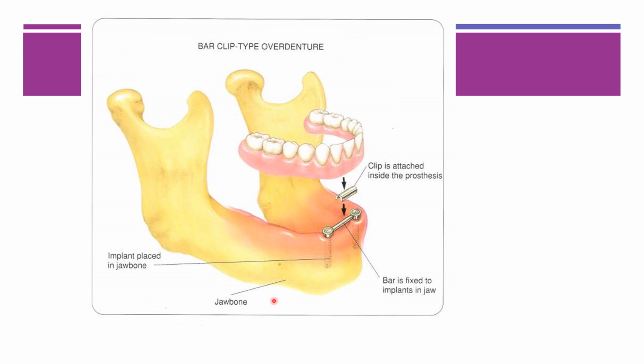Then we have this bar clip type. So this clip is attached inside the prosthesis and it will be locked into the area. So this bar is fixed to the implants and jaw. So this is the implant that is attached through the bar.